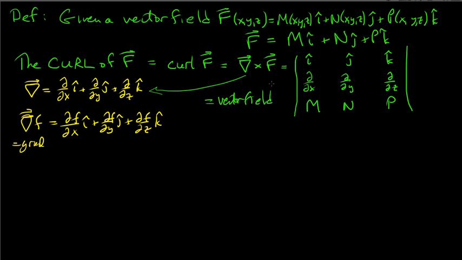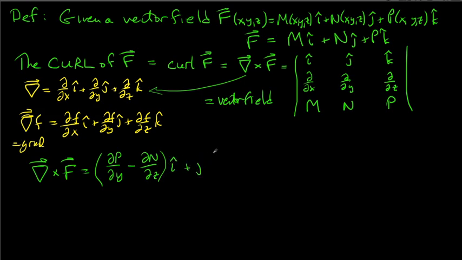It might help to write them out in terms of their components. So the i component will be this determinant here: the partial of P with respect to y minus the partial of N with respect to z. So it's going to be the partial derivative of P with respect to y minus the partial derivative of N with respect to z, and that's just the i component.